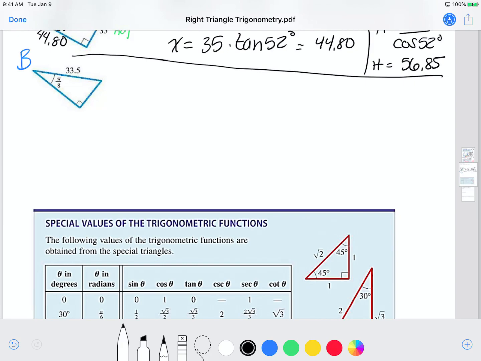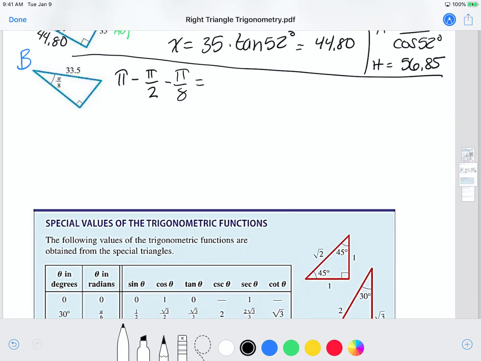Okay, now let's solve triangle B. It looks like in triangle B we have the hypotenuse because it's the length of the side that's opposite the right angle. And we're given one other angle, which is pi over 8. The total of the angles should add to be pi, which would be equivalent to 180 degrees. So in order to find that last angle, I need to take pi and subtract pi over 2, which is equivalent to the 90-degree angle, and then subtract pi over 8 and figure out what that value is.